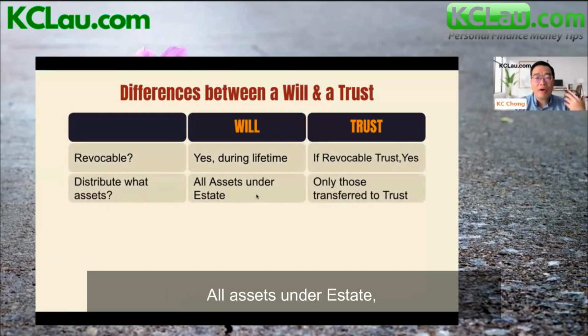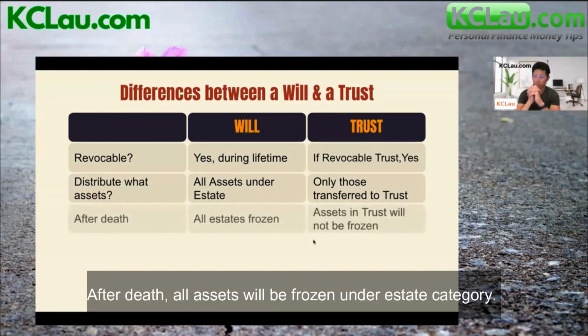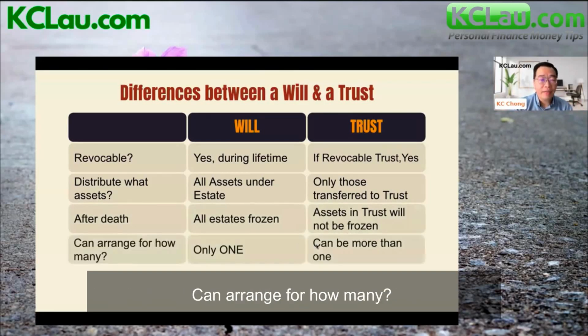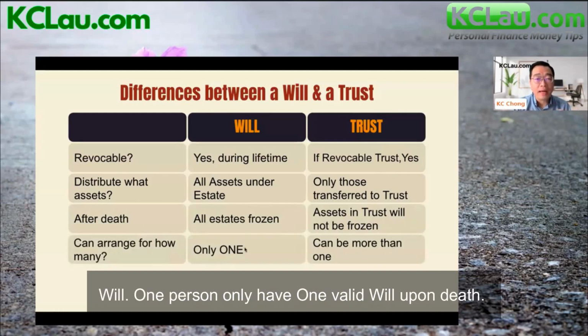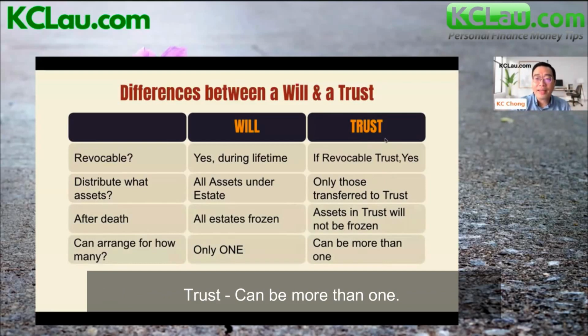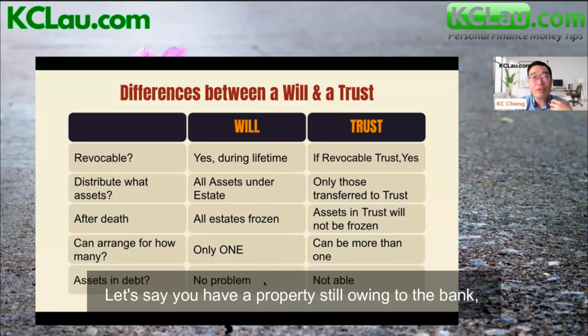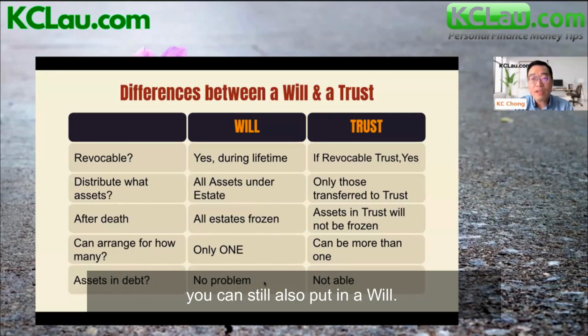Distribute what asset? All assets under estate, you can state it in the will. Whereas for trust, only those transferred to the trustee. And after death, all estate will be frozen under the estate category. And for your trust, assets in the trust will not be frozen. And can arrange for how many? Will, one person only has one valid will upon death. And trust can be more than one. Assets in debt, let's say you have a property still owing the bank, you can still put it in your will. Whereas your trust cannot, you must be free from encumbrances.